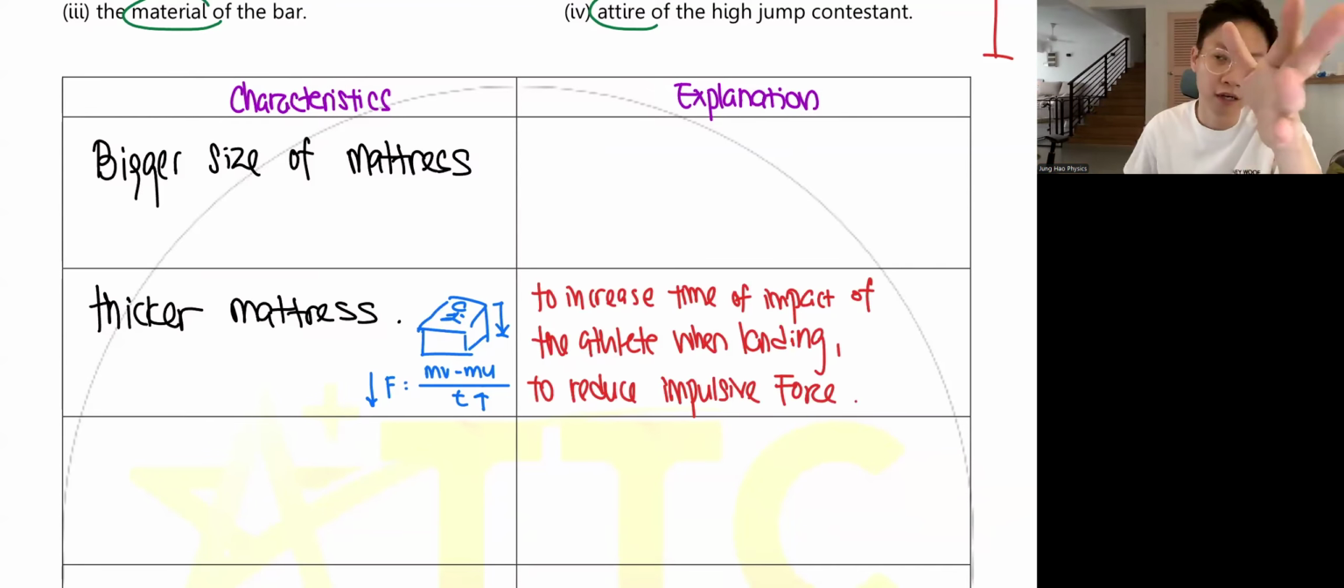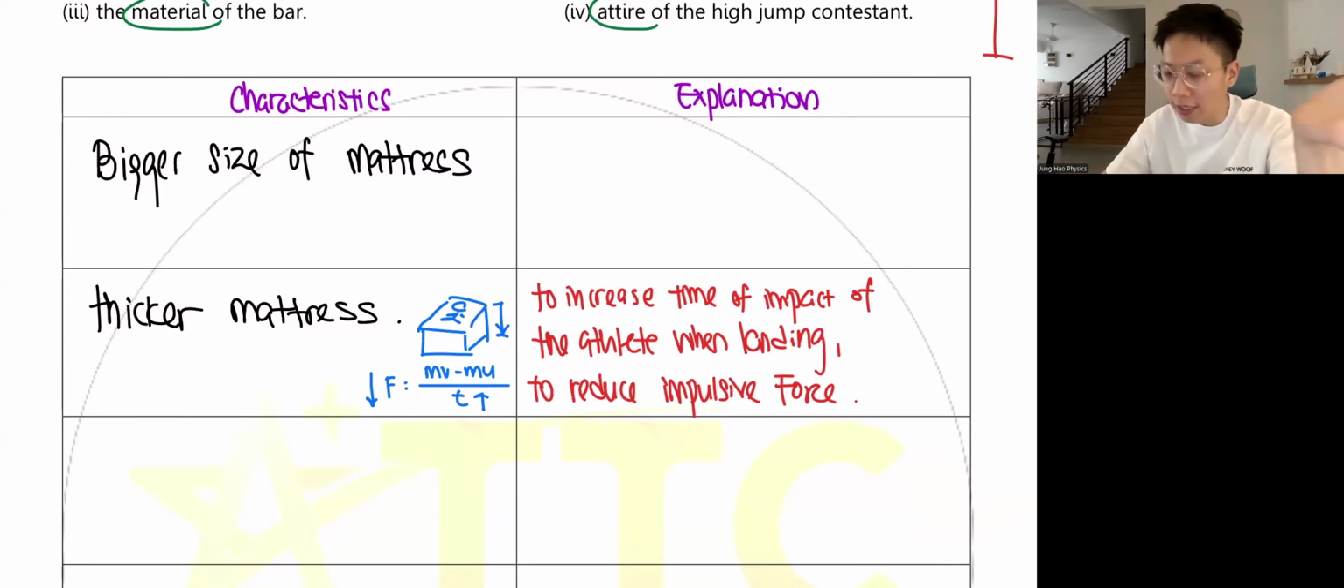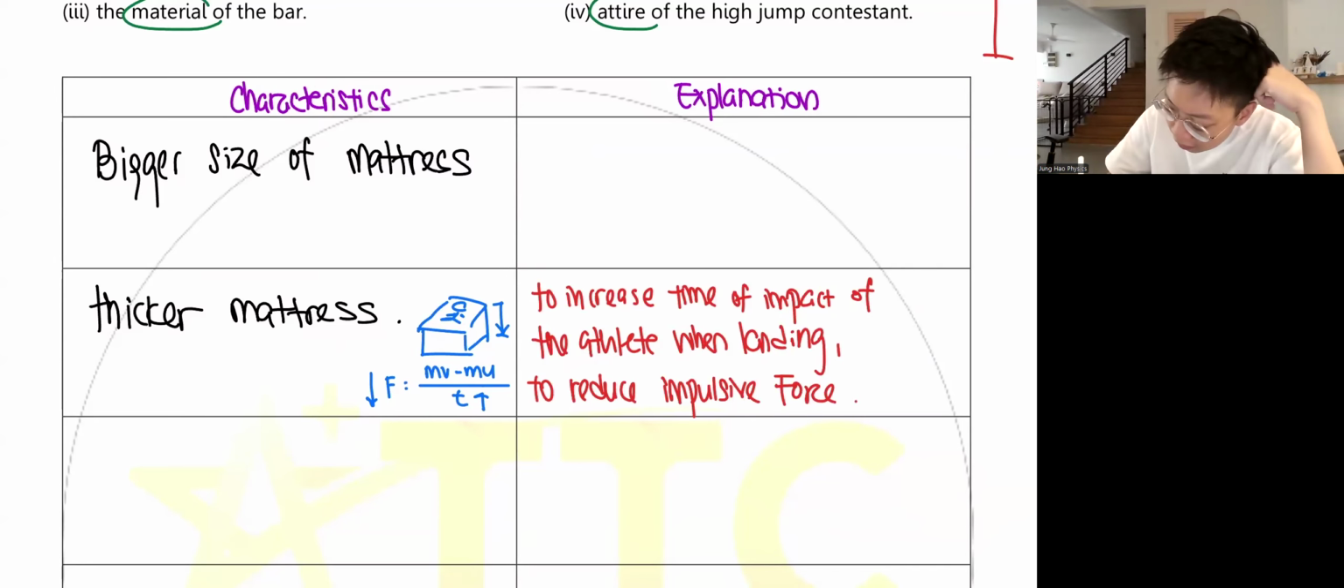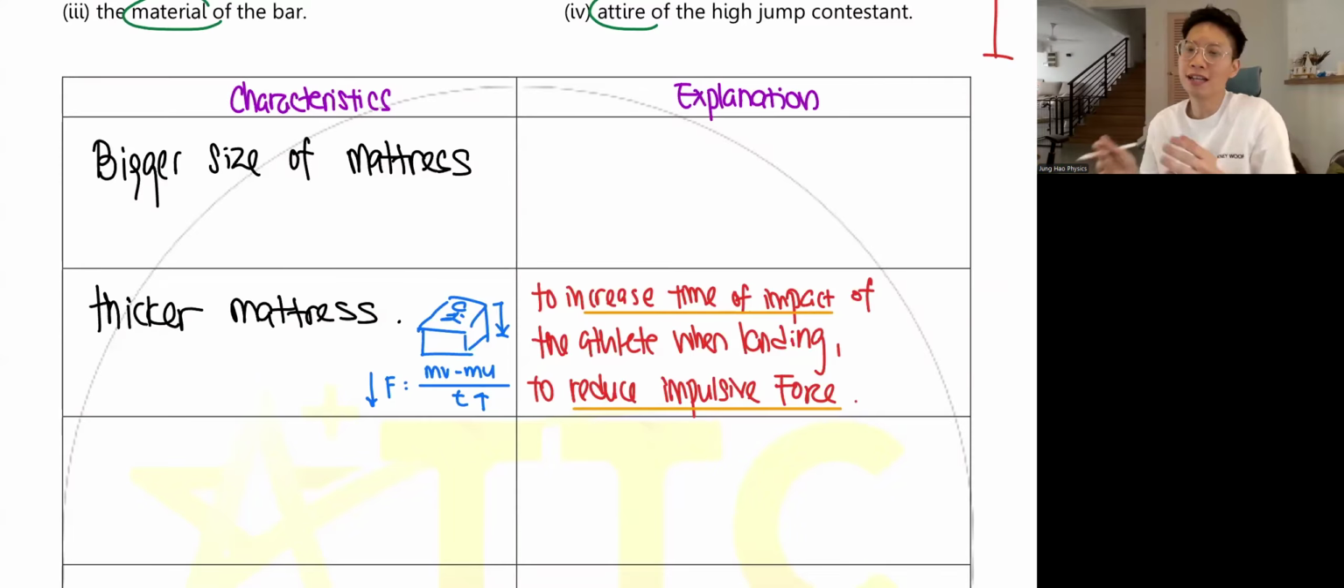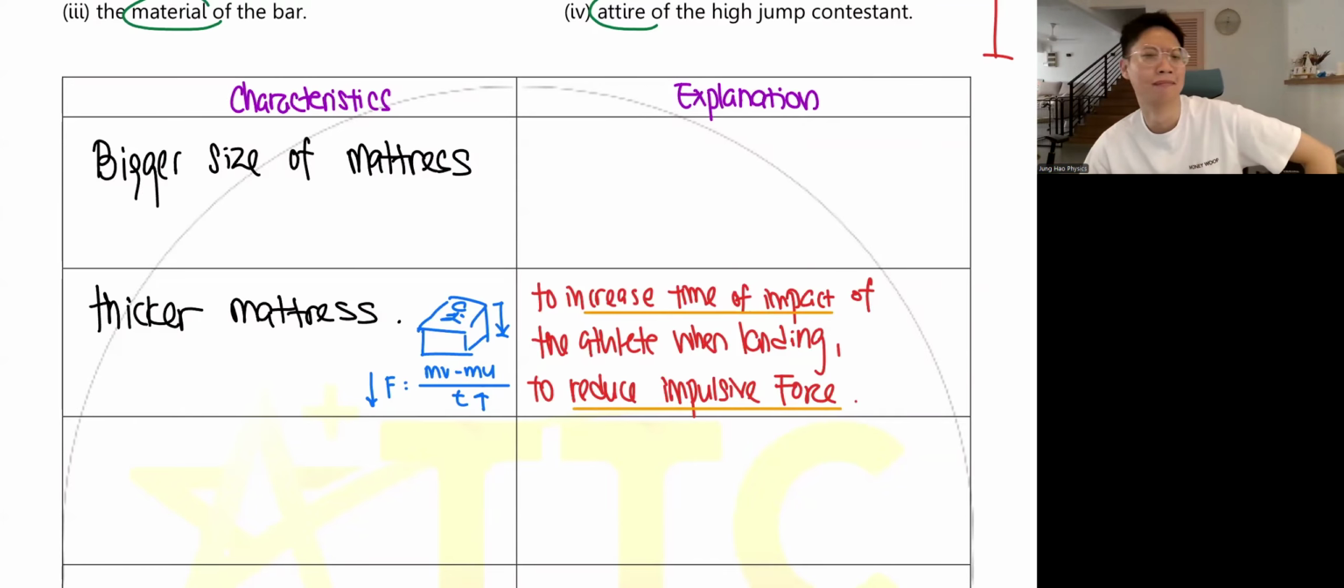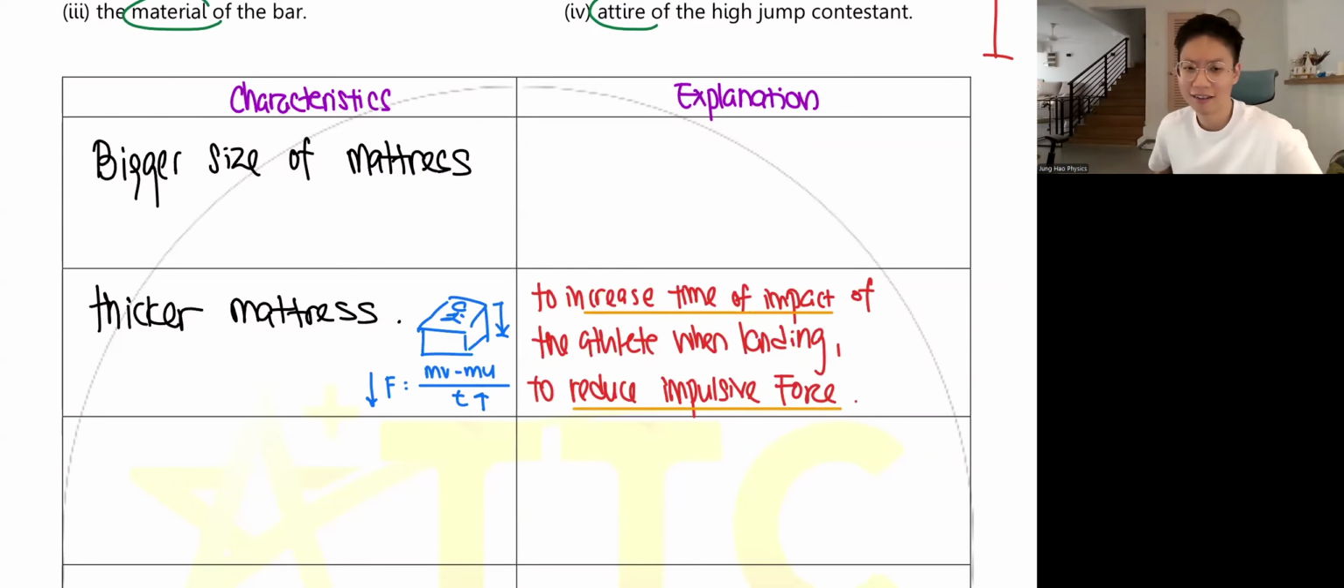Okay. So like Oliver, if you look at this question, if now you're the teacher, I ask you, hey teacher, should I write increased time of impact or should I write reduced impulsive force? What will you say? Yeah. So you have to write both because somehow they are kind of related. Why do you want to have high velocity? Because you want to have high momentum. Aren't they related as well? So make sure you know about that.